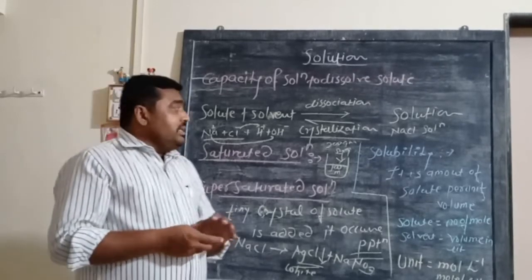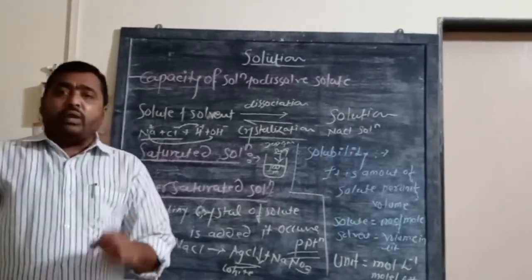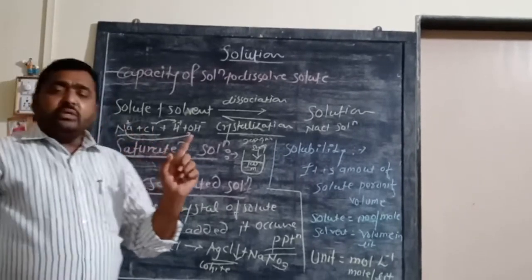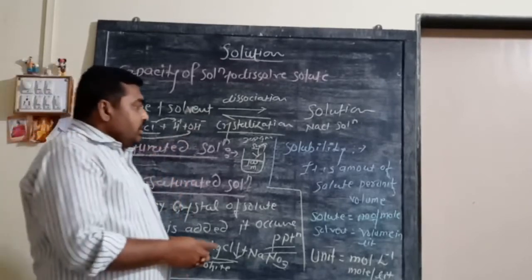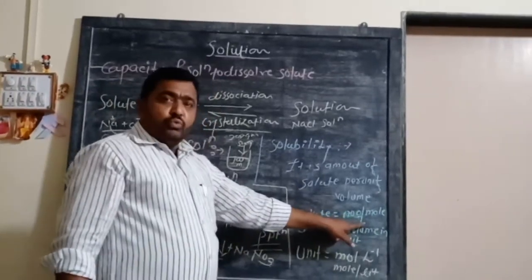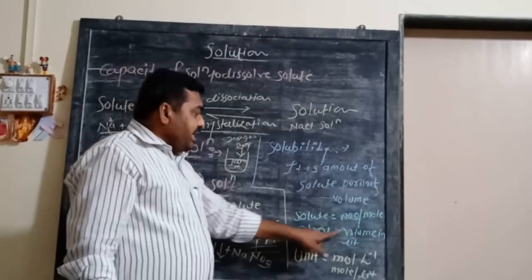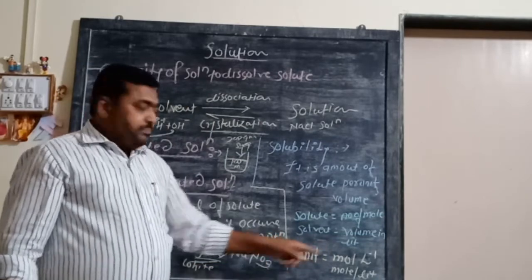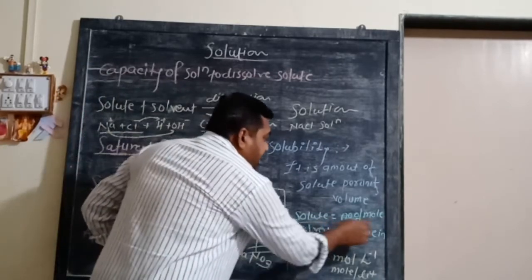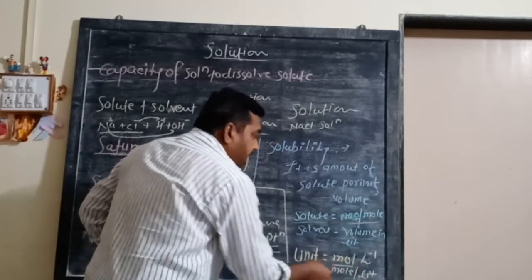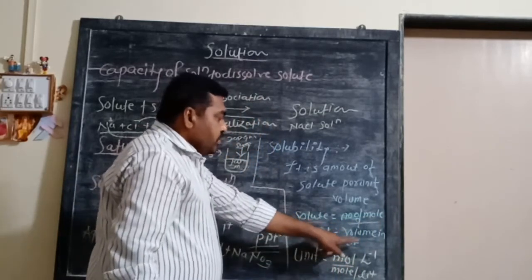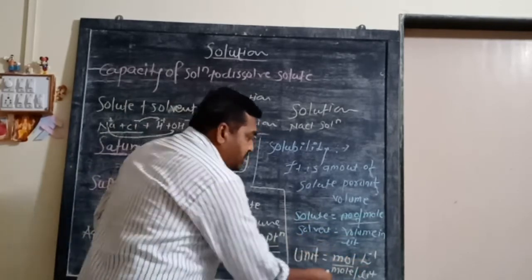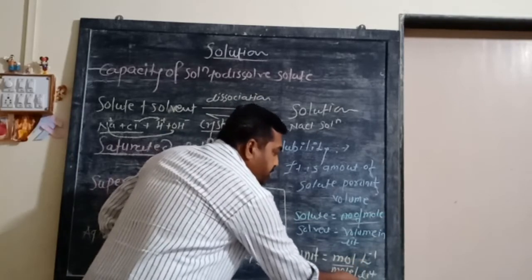Solubility is the amount of the solute present per unit volume. Solute is also expressed as the number of moles of solute dissolved into the solvent, and the solvent is taken as a volume in liters. The unit of solubility is moles per liter. Here the solute is taken as a number of moles, and the solvent is taken as a volume, which is also expressed in liters, that is, per liter. It is also written in this way: moles per liter.